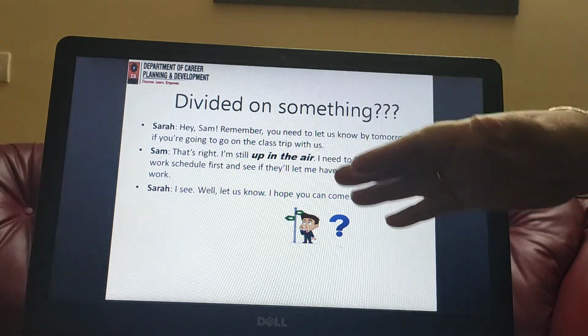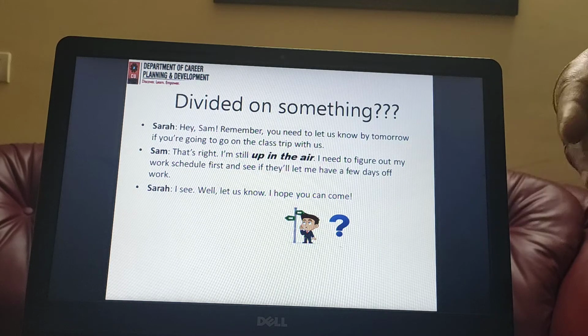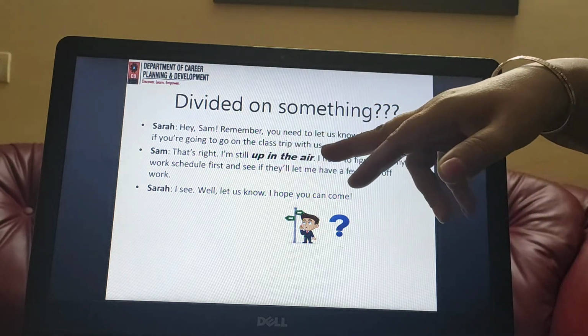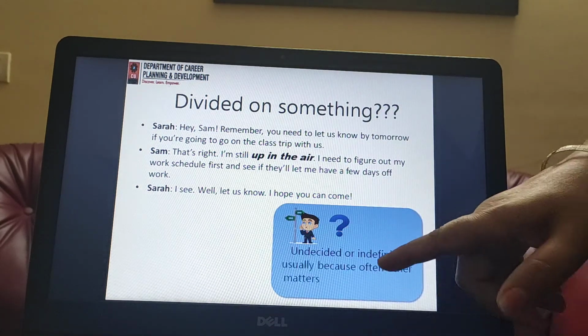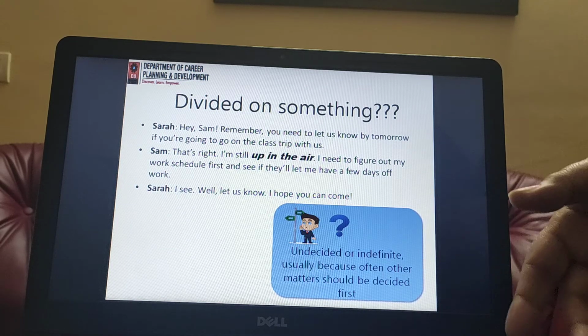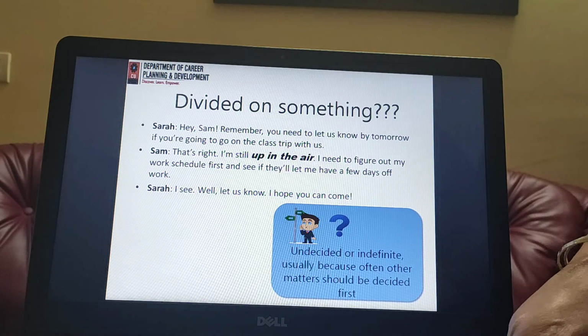So this is a conversation between two friends wherein Sam is still in a fix whether he will be able to join them or not. He is indecisive, so use the idiom up in the air. It means undecided or indefinite, usually because other matters should be decided first, when we cannot decide what to prioritize.